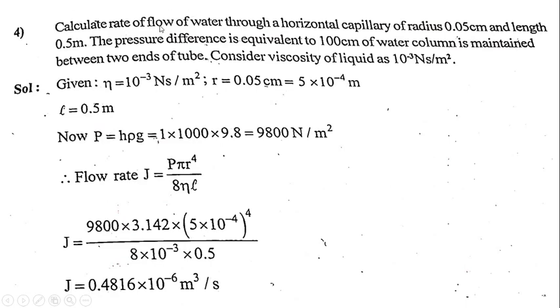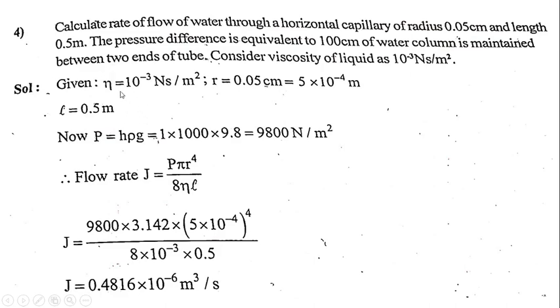Now calculate the rate of flow of water through a horizontal capillary of radius 0.05 centimeter and length 0.5 meter. The pressure difference equivalent to 100 centimeter of water column is maintained between two ends of the tube. Consider the viscosity of the liquid is 10 raised to minus 3 Newton second per meter square.